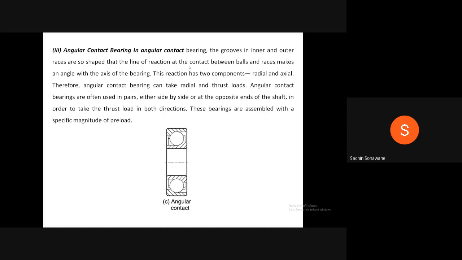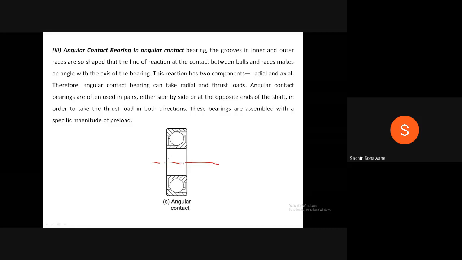Now, angular contact bearing. Now, how to identify angular contact bearing? In angular contact bearing, the grooves in inner and outer races are so shaped that the line of reaction at the contact between balls and races makes an angle with the axis of the bearing. Therefore, see that here contact is there. This is the axis of the bearing.